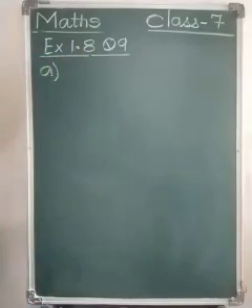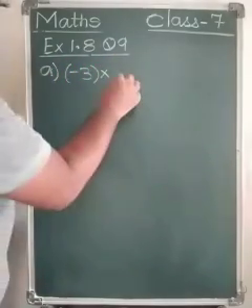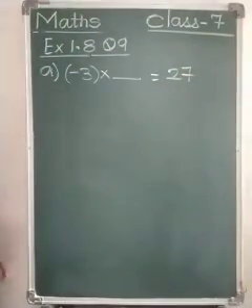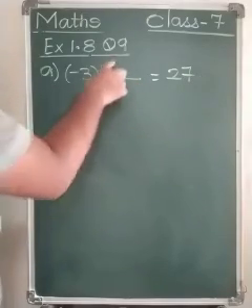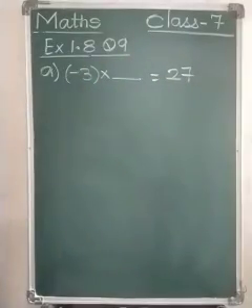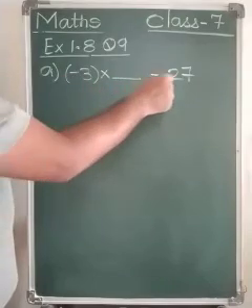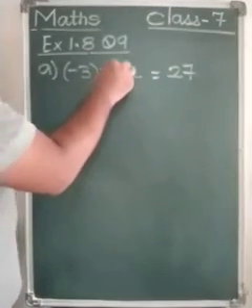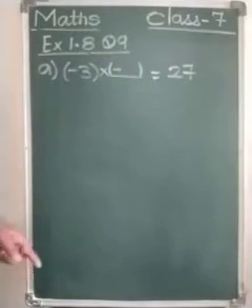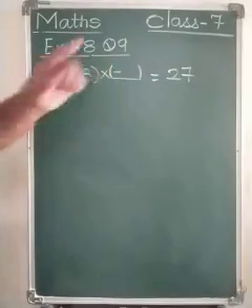A sum. Okay, A sum is minus 3 multiplied by dash equals 27. So here in the dash we have to fill an integer, so that its multiplication with minus 3 will be 27. Now remember, this is a positive integer, here one is the negative integer. So in order to get a positive integer, here we should have a negative integer. Why? Because minus multiplied by minus, we get a positive integer, and therefore here should be a negative integer.